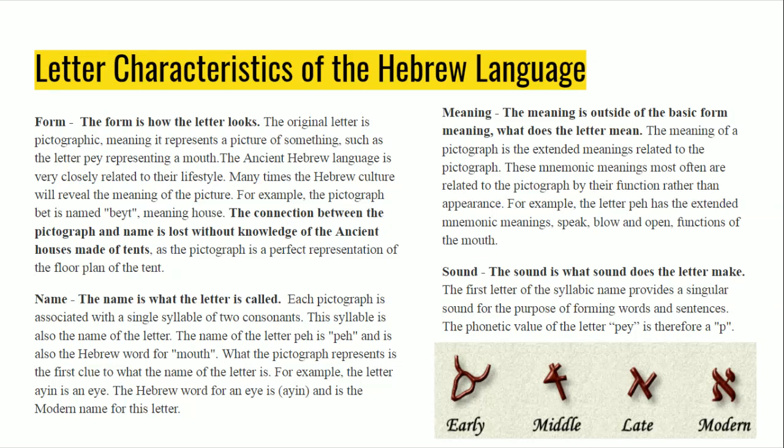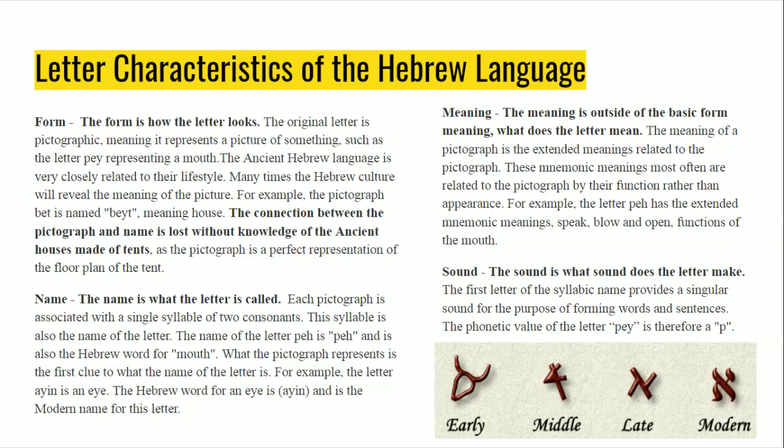And so when we get to bait, which we'll get to next week, I'm going to go over that tent so you can see how that tent looks and what that tent's about. Okay. Another thing is the name. The name is what the letter is called. I know these definitions are very simplistic, and I know you know what the word name is, what it's called. But I just wanted to put that there.